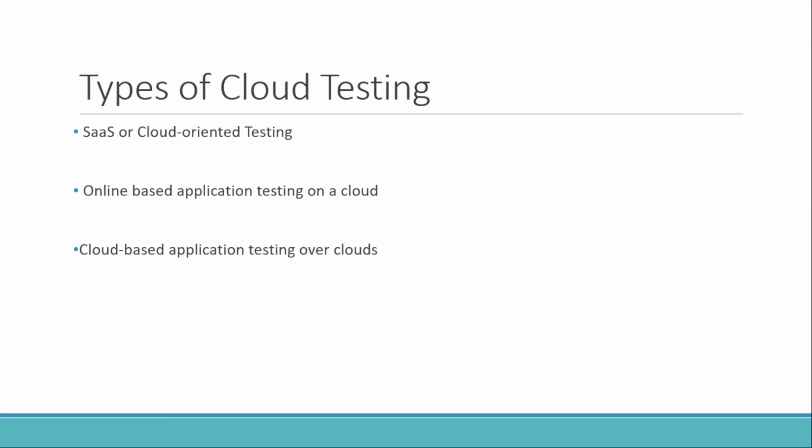Now, what are the types of cloud testing? To start with, there is SaaS or cloud-oriented testing, where the cloud's architectures and other resources are assessed for performance and proper functioning. It involves testing of the provider's PaaS or IaaS. Some common tests assess scalability, disaster recovery, and data privacy and security. It should also involve online-based application testing on the cloud, like QA testing of SaaS products that reside in the cloud, and cloud-based application testing over the cloud. That involves cloud-based tools and resources for QA testing.